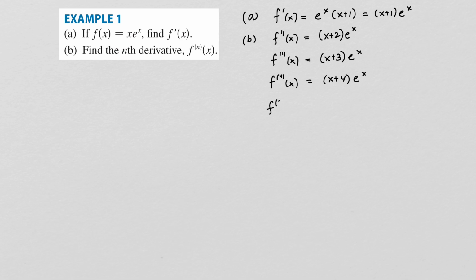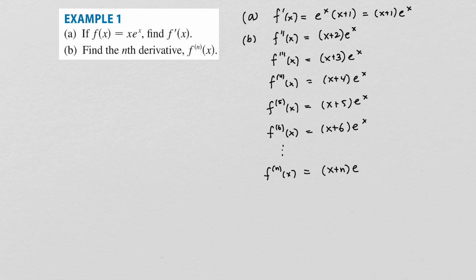And so what that means is, if true, the fifth derivative would be x plus 5 times e to the x. And the sixth derivative would be x plus 6 times e to the x. So if we continue with this pattern, the nth derivative appears to be x plus n times e to the x. Now, this is a bit of an extreme example for your first example using the product rule, but it's also a good example because each time I took the next derivative, I had to use the product rule again.